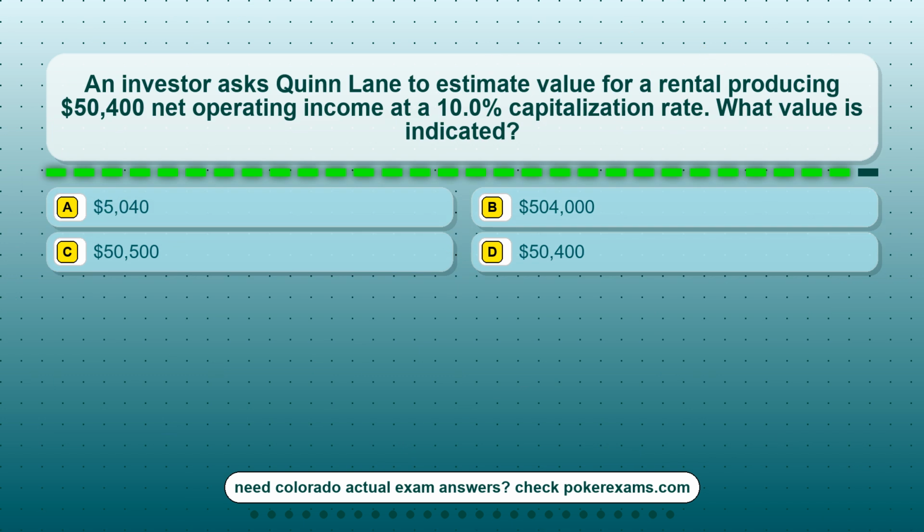Question 23. An investor asks Quinn Lane to estimate value for a rental producing $50,400 net operating income at a 10% capitalization rate. What value is indicated? Option A, $5,040. Option B, $504,000. Option C, $50,500. Option D, $50,400.